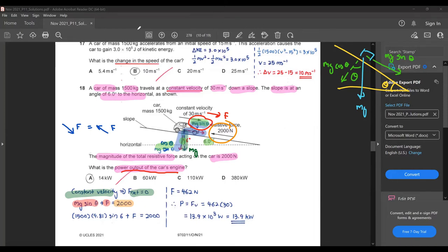Okay, so just sub in the values. 1500 times 9.81 times sine 6 plus F equals 2000. So F is 462 newton. So this one you need to find power. Power is force of the car engine multiplied by the speed with which your car is moving. That will be 462 times 30, giving you 13.9 times 10 power 3 watts. Changing to kilowatt, that is 13.9 kilowatt, or rather 14 kilowatt. Okay, so that one should be okay. So this one is okay.